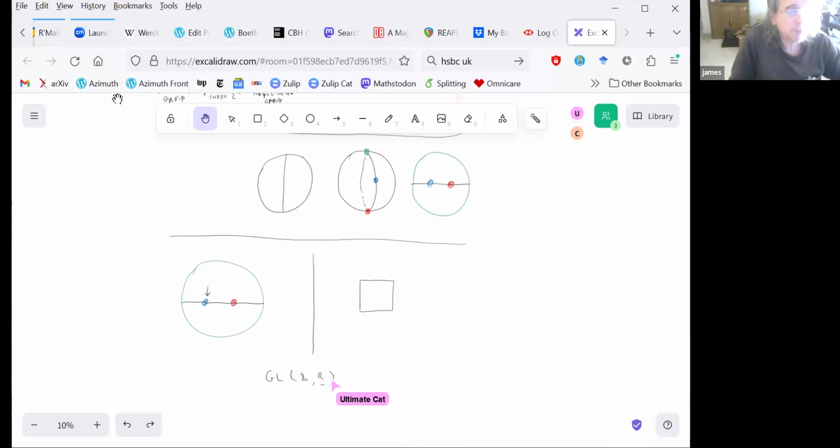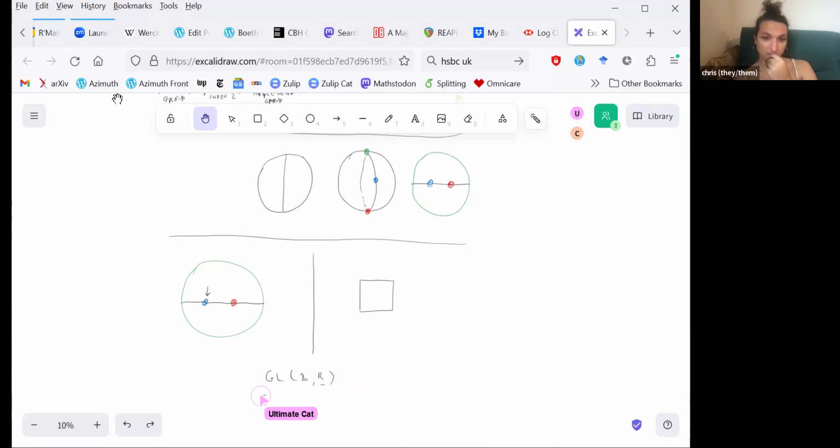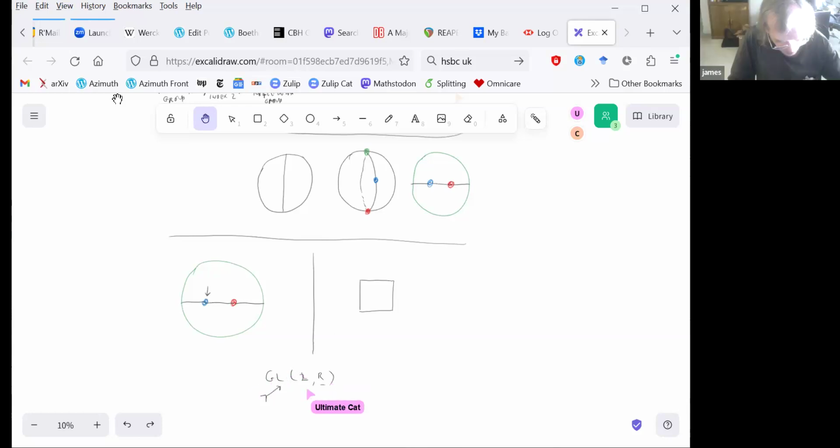That is the automorphism group of our two-dimensional real vector space. And then there are two subgroups that preserve these two extra structures. One of them is discrete and one of them is continuous. So you can have GL2Z, that preserves a lattice.